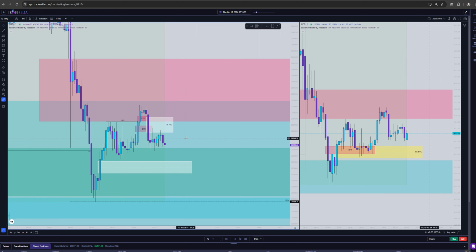All right, so I guess, what do I want to see? I want to see a market structure shift. I want to see something get taken out majorly. So, all right, let's take a look here. Do we see any SMTs?